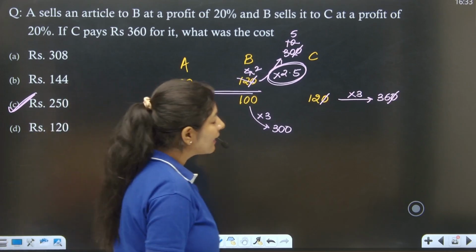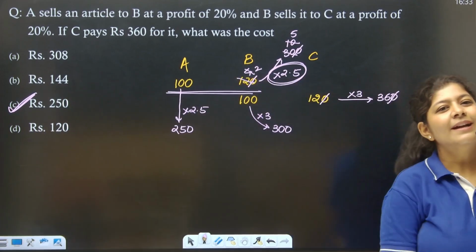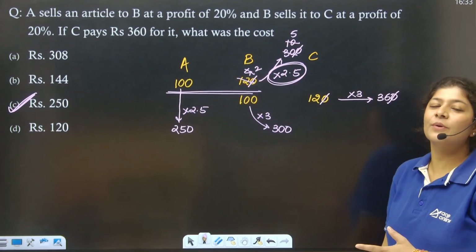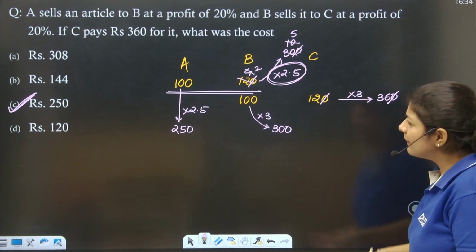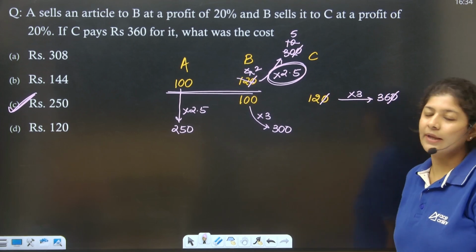Option number A is the correct one. This is the easiest way you can easily solve it, right? There are multiple ways you can use accordingly, right? Next.